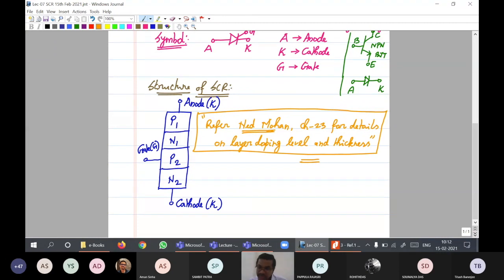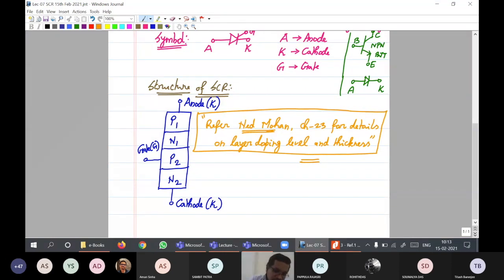Now, let us try to understand the operating principle. For that, there are actually two ways of understanding. One is what is happening inside the device, which means you discuss in terms of electrons, holes, and charge carriers. The other is to visualize the four-layer PNPN structure as two BJTs connected back to back, one PNP and one NPN.